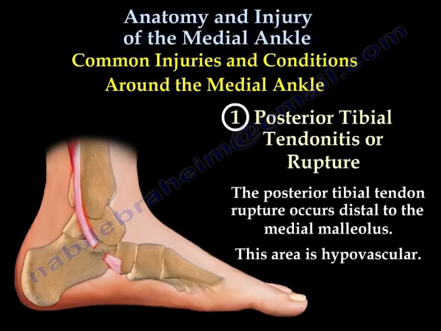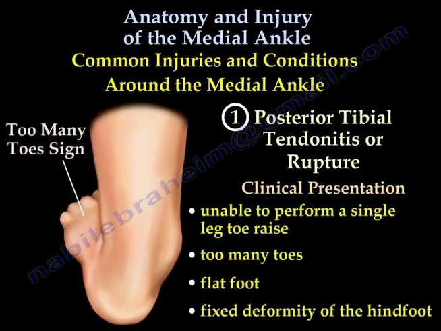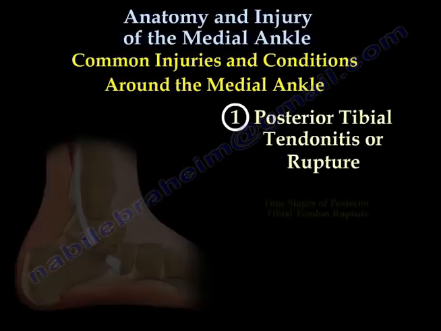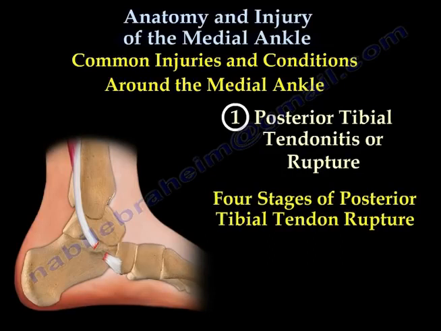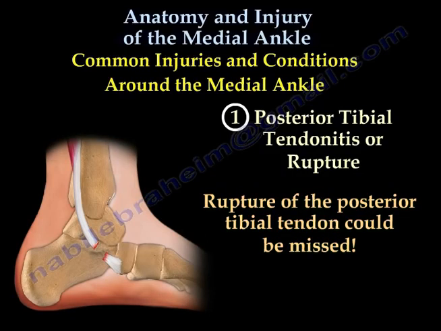This area is hypovascular. Clinical presentation: painful swelling on the posteromedial aspect of the ankle. Unable to perform a single leg toe raise, too many toes, flat foot, fixed deformity of the hind foot. There are 4 stages of posterior tibial tendon rupture, and rupture of the posterior tibial tendon could be missed.